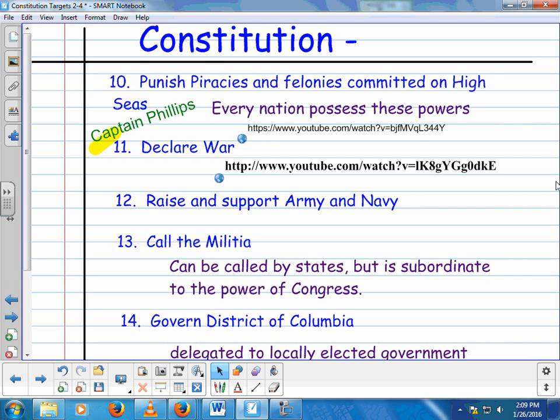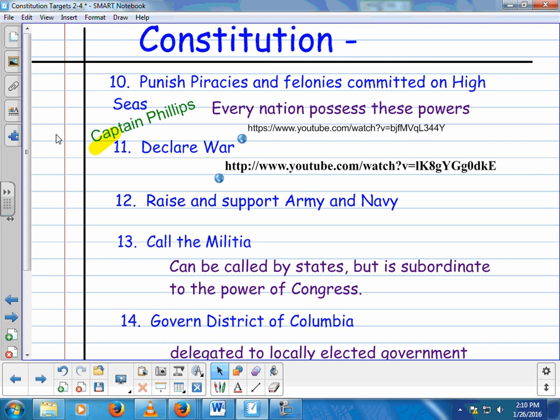All right, so let's move on to the next group here. Number 10, punishing piracies and felonies committed on the high seas. I put here Captain Phillips. If you haven't seen this movie, it's not a bad movie with relationship to punishing piracies on the high seas. Every nation possesses these powers. Traditionally, when you think of piracy, you think of Blackbeard or Disney's Captain Sparrow. But in fact, piracy is a modern day issue and continues to be quite a problem.